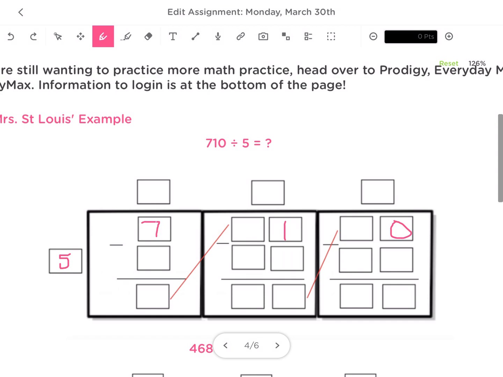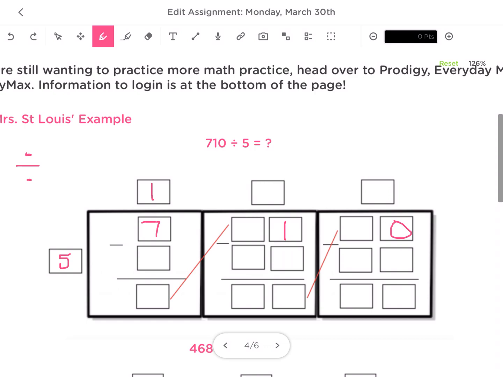All right, so your first step is to divide. You're going to figure out how many times 5 can go into 7. If I count by 5s, 5, 10, oh, 10's too much, so it only goes in one time. So I put that 1 in my answer box. Okay, so my first step, I divided.